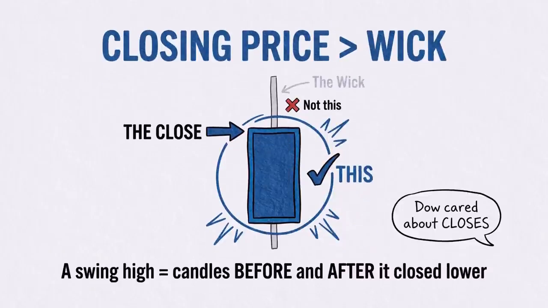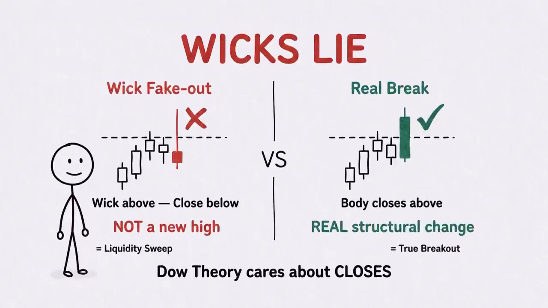Dow Theory emphasizes the closing price, not the wick. A swing high isn't just any peak on the chart. It's a peak where the candles before it closed lower and the candles after it closed lower. The same logic applies to swing lows. Why does this matter? Because wicks lie. A wick can spike above a level and close back below. That's not a new high. That's a liquidity sweep. But a candle that closes above the previous swing high, that's a structural change. Dow Theory cares about closes.